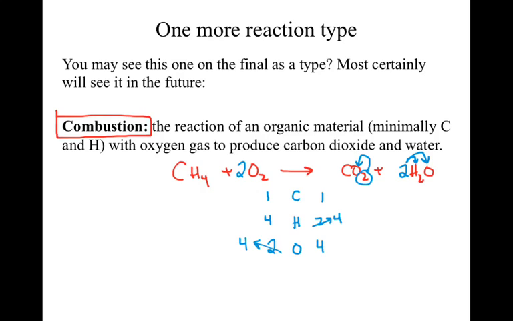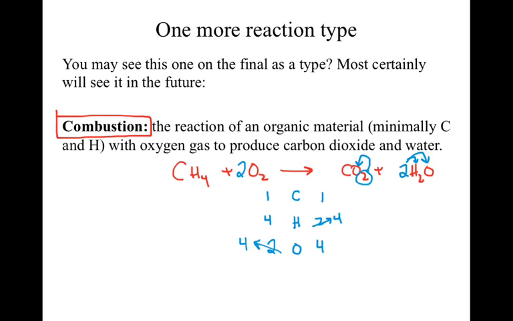How many carbons? 1, 1. How many hydrogens? 4 and 4. How many oxygens? 4 and 4. Check it again. Carbons, hydrogens, oxygens. Okay, and you now have your balanced equation.